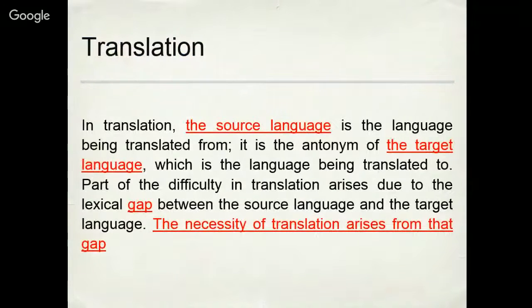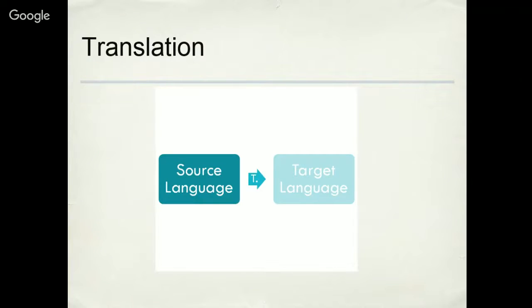So what is translation? Translation is actually rendering something in the source language into the target language. So why was this necessary? Because there is a gap, a cultural, lexical, whatever the gap, but the necessity of translation arises from that gap. So we have a source language, we have a translation, the T here refers to the translation, and we have a target language.